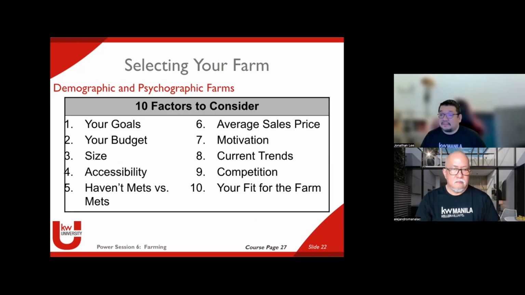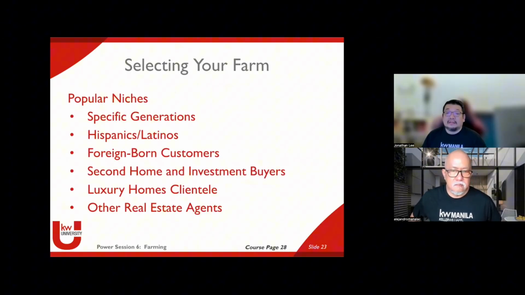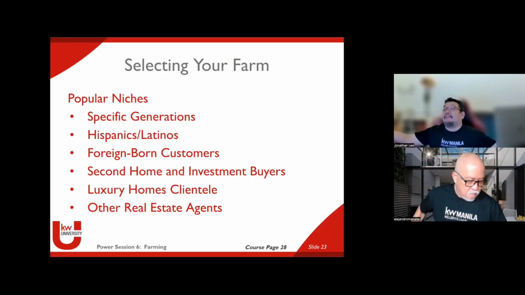Right, so the 10 factors to consider: your goals, your budget, your size, accessibility, again, haven't met versus met, your average sales price, the motivation of the people, the current trends, competition, and do you fit the farm, right? Cool. So selecting your farms, these are some examples of niches. Specific generation, you serve the younger generation, older generations, certain races, foreign-born customers, second home investment buyers, luxury home clientele, or you are serving other real estate agents that come to you as the source of leads.